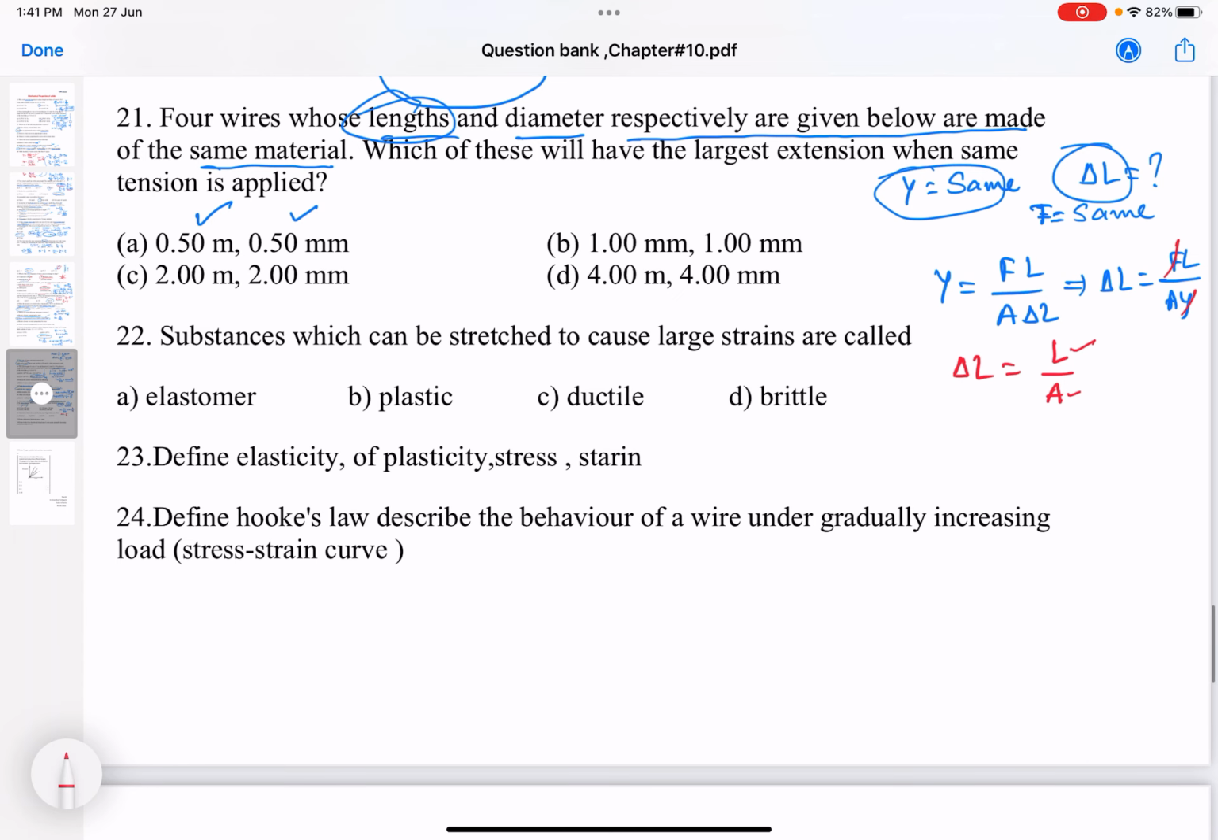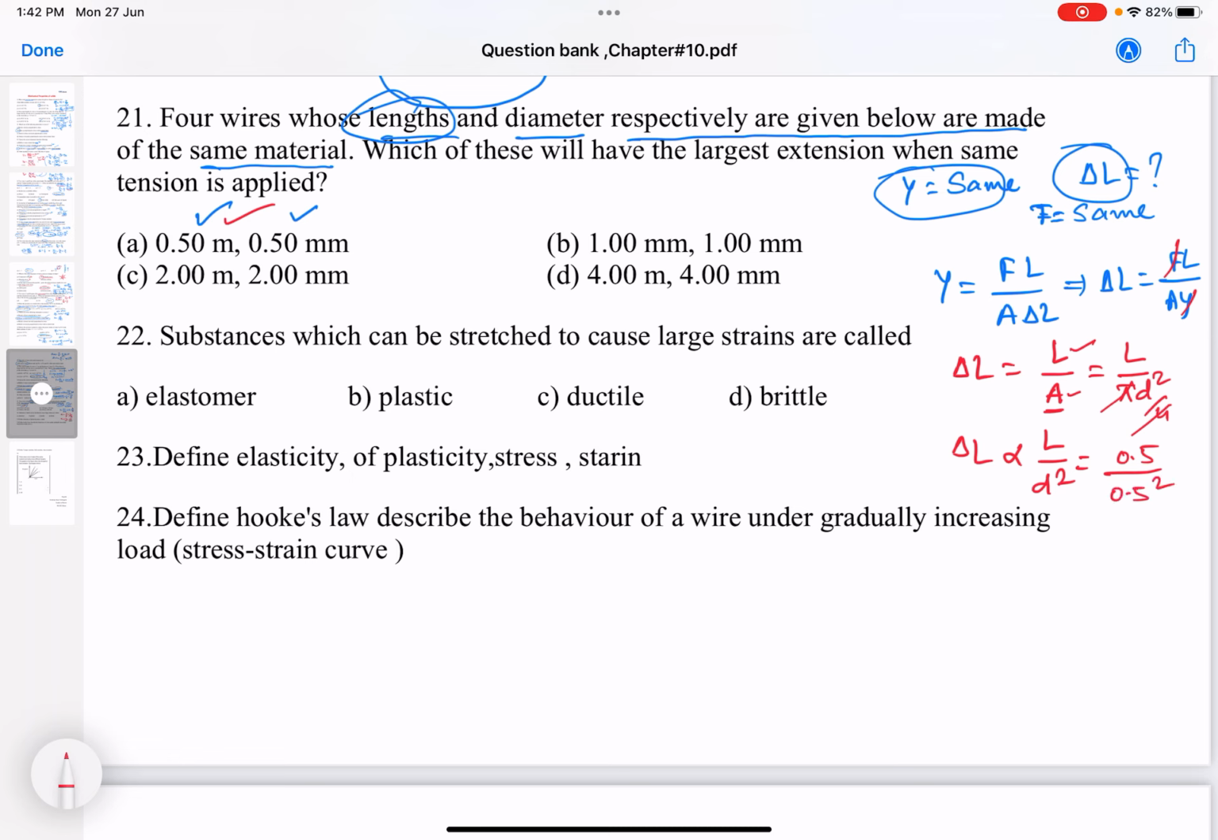Area is equal to pi d square by 4. So change in length is directly proportional to L by d square, L by diameter square. Pi is constant and 4 is constant, so I am writing directly L by d square. So for the first one, L is 0.5 divided by the diameter, 0.5, whole square.